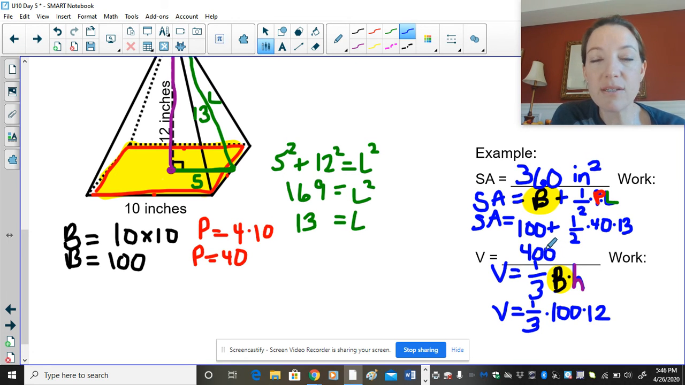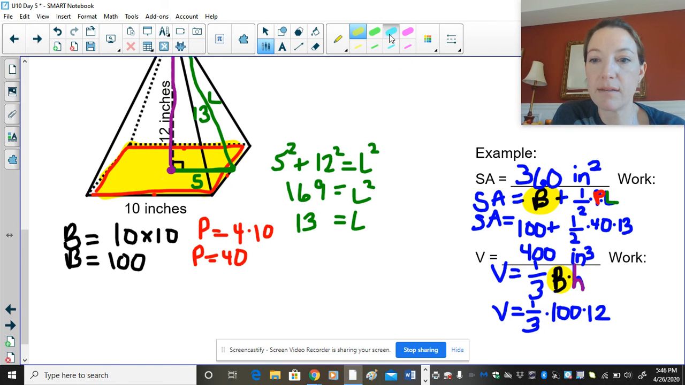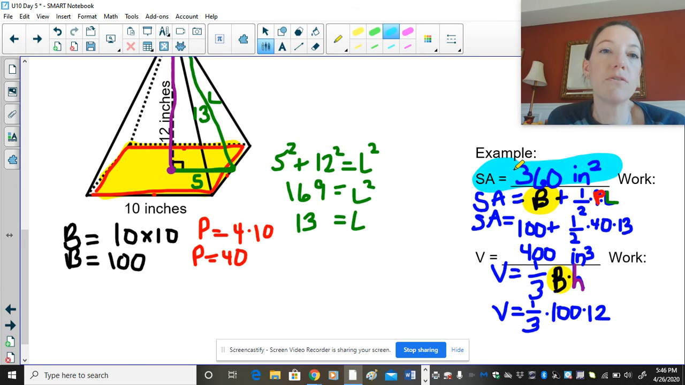And it's volume, so what kind of units do you use? You guys are so smart. You're right. It was cubic units because it is volume. So your final answers for this one: surface area of the pyramid was 360 square inches, and volume for this pyramid was 400 cubic inches.